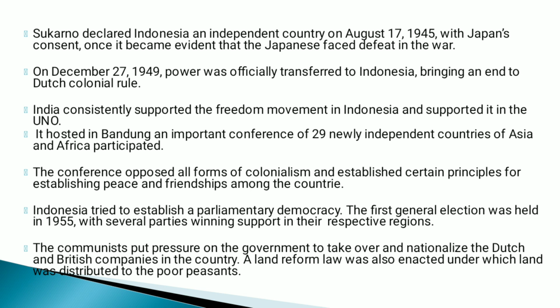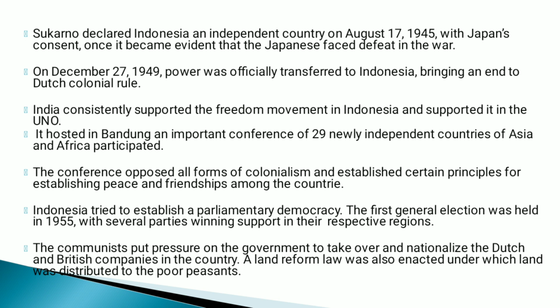India consistently supported the freedom movement in Indonesia and supported it in the UNO. It hosted in Bandung an important conference in which 29 newly independent countries of Asia and Africa participated. The conference opposed all forms of colonialism and established certain principles for establishing peace and friendship among the countries.